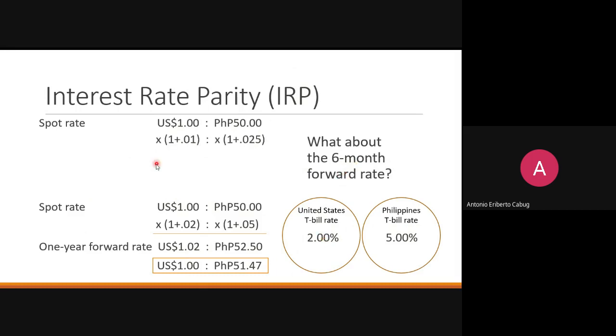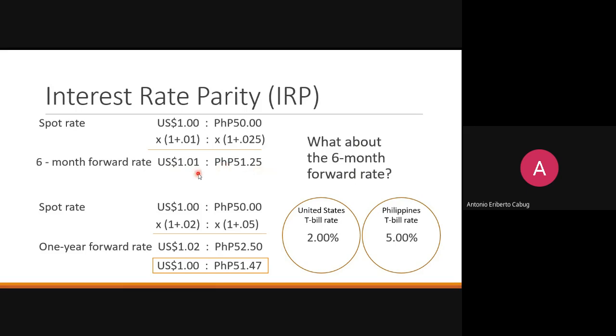The US dollar will earn 1%. 5% divided by 2, the Philippine Treasury bill rate, it will earn 2.5% in a span of 6 months. That is 1/2 of a year. Kaya 1/2 lang yung interest rate. So, what about the 6-month forward rate? It will be $1.01 is to 51.25 pesos.